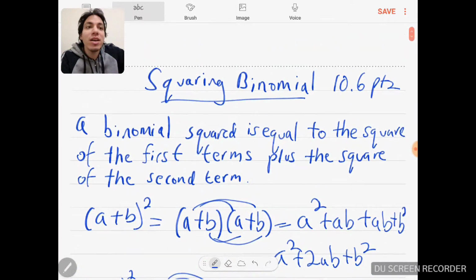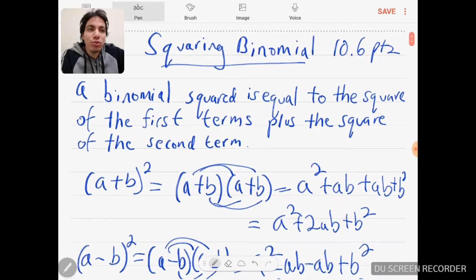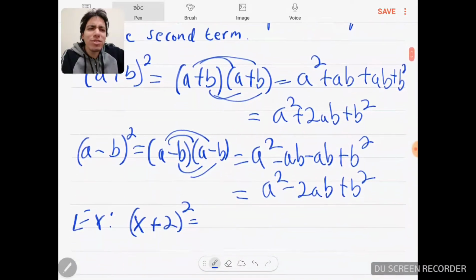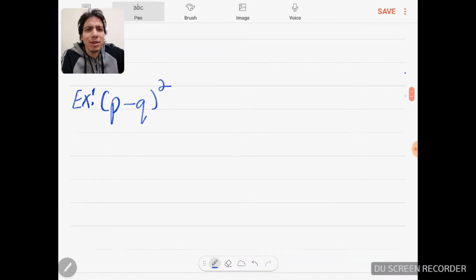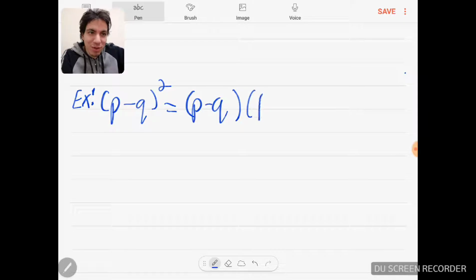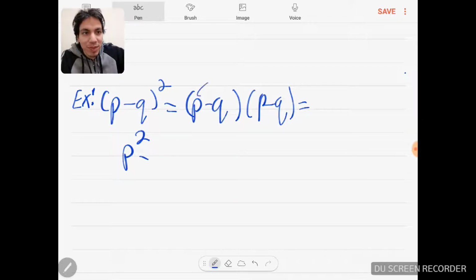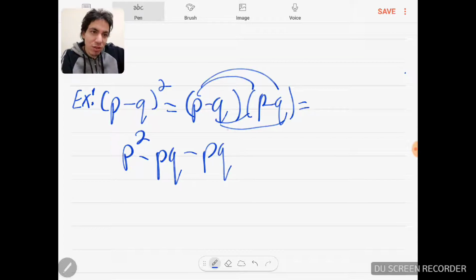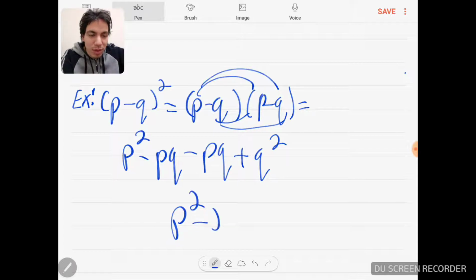Awesome. So that's in general. When you're squaring binomials, there's a certain pattern you're going to see after you do it for a while. Like for example, this one. You're going to be left with p minus q, and you write it again. So p times p is p squared. P times q would be negative pq, minus pq, because you do the inner again, plus q squared, and I'm left with p squared minus 2pq plus q squared.